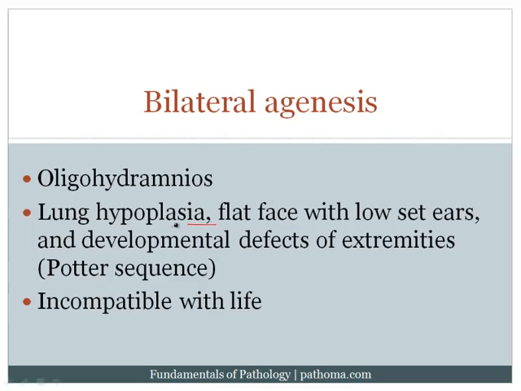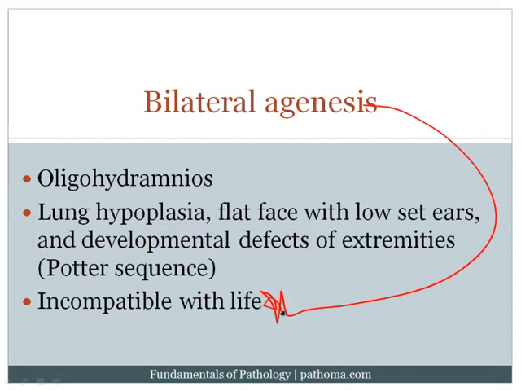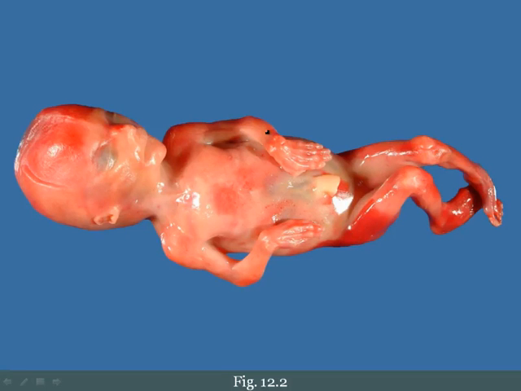This whole sequence, hypoplasia of the lung, flat face with low set ears, and developmental defects of the extremities, is called Potter sequence, and that's something to be familiar with. Again, it goes back to embryology. Bilateral renal agenesis is incompatible with life. However, when an examination of the fetus was done, we'd see the classic findings of Potter sequence. Very high yield because it ties into embryology. Here's a picture of a fetus with Potter sequence. There's flattening of the face with low set ears, and then some extremity defects as well. Again, high yield to remember that these are all a consequence of oligohydramnios.